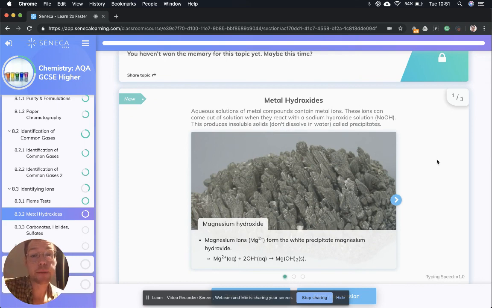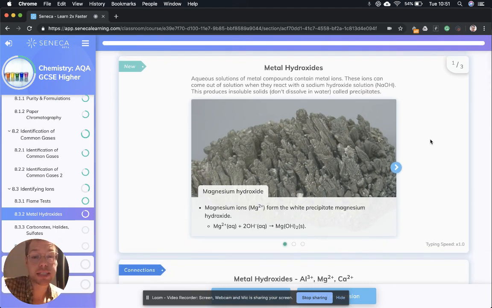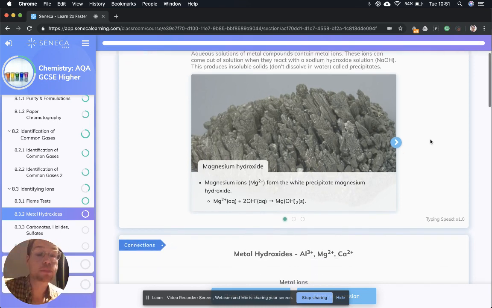Aqueous solutions of metal compounds contain metal ions. These ions can come out of solution when they react with a sodium hydroxide solution, and this produces insoluble solids. And they are called precipitates. And precipitates can't dissolve in water, okay?